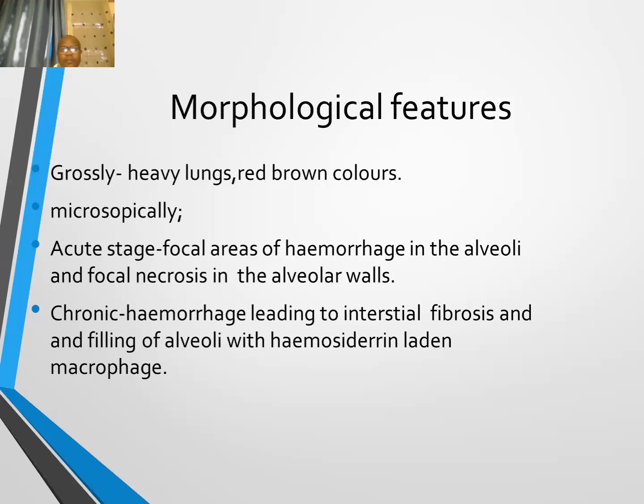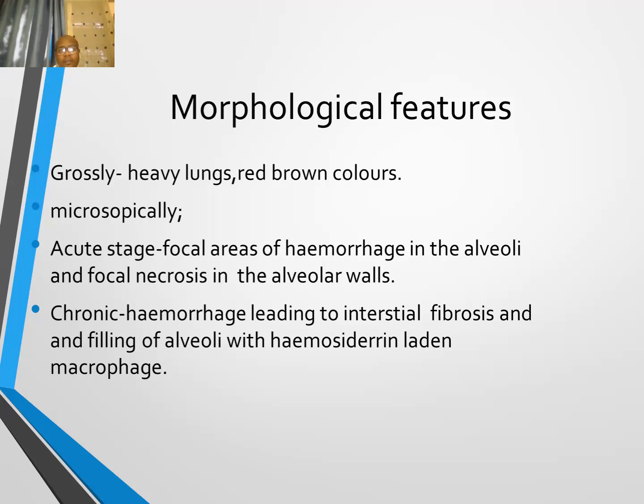So the morphological features: grossly, there is evidence of red-brown coloration if it is affecting the heart and lungs. This is what you see when you do either a post-mortem or you can visualize the lungs in a live person.